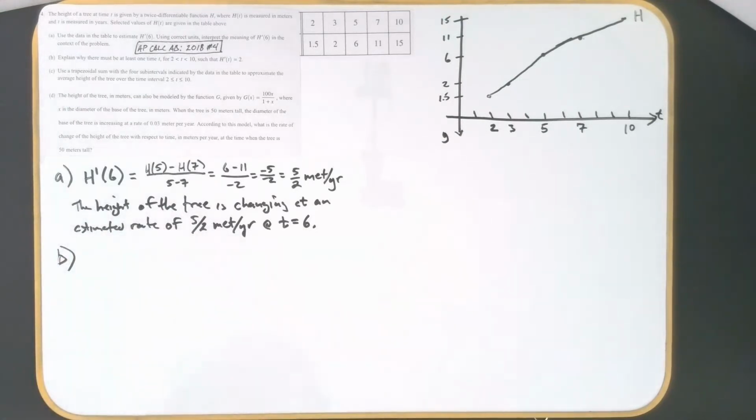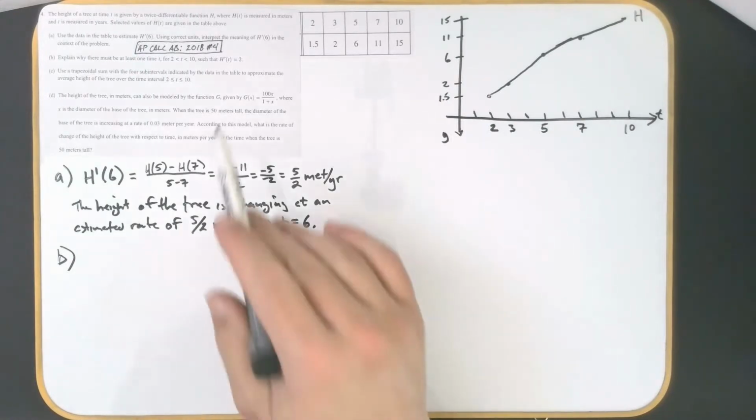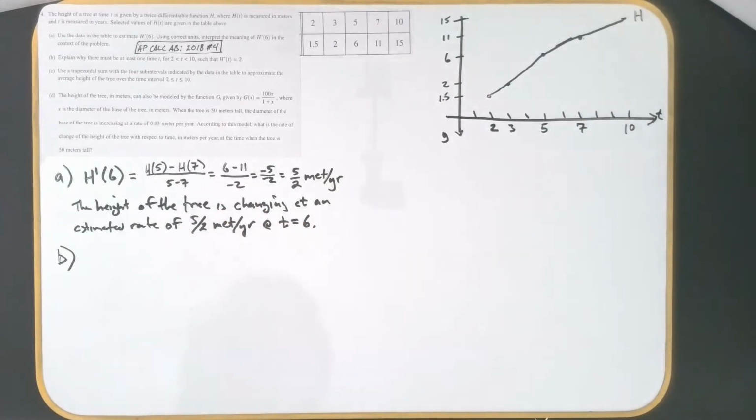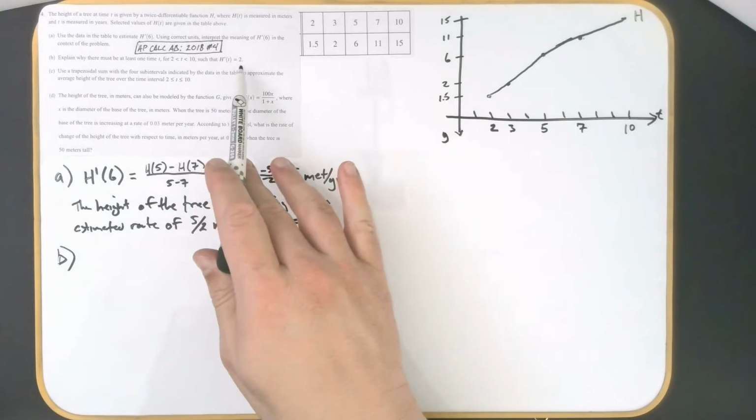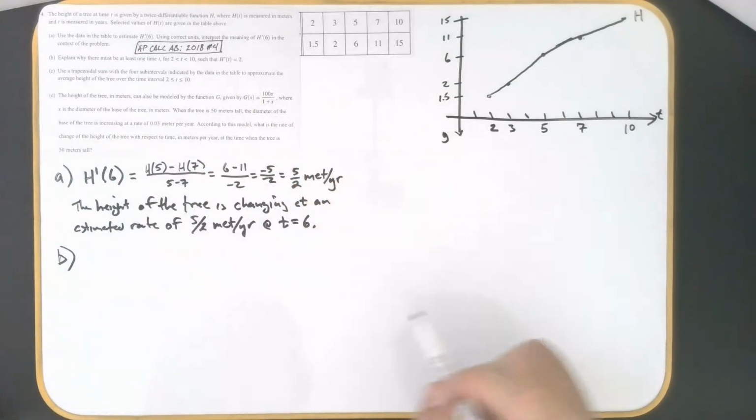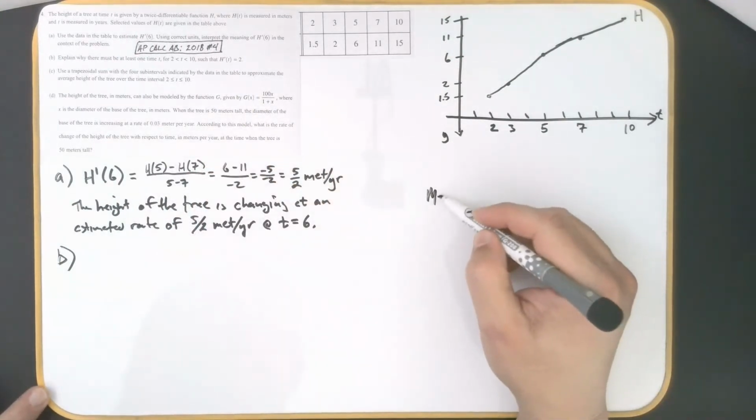Part B says, explain why there must be at least one time in the interval between 2 and 10 such that h prime of t is equal to 2. Well, if you're ever asked to explain why something must happen, probably you're either going to be using the intermediate value theorem or the mean value theorem, because if something's supposed to happen over an interval, those are the two things they love. If you want to know which one is which, this says explain why over the interval we have h, and they're asking about h prime. There's a big clue that it's the mean value theorem. So let's do a quick review of that.